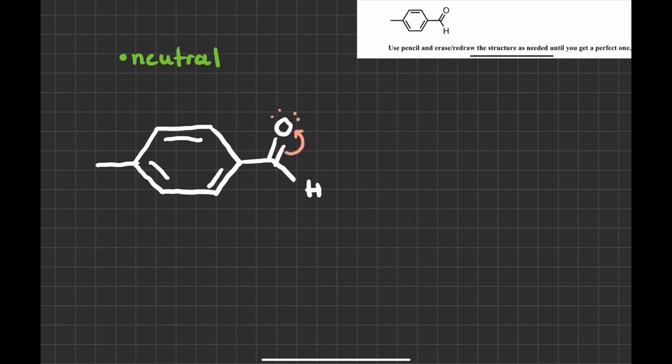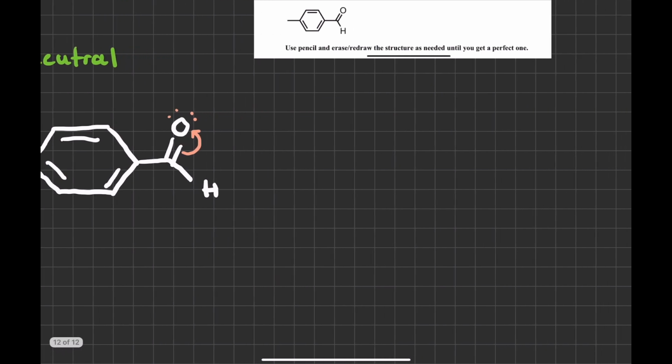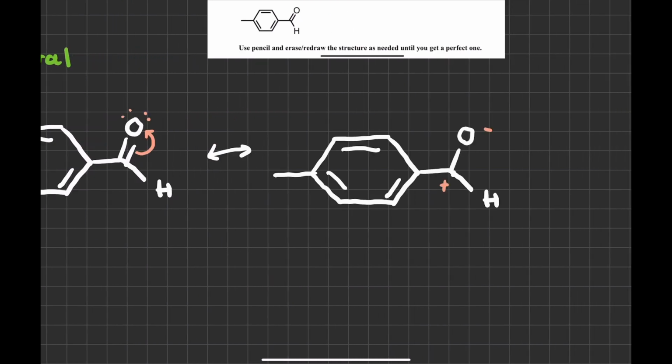We can move this pi bond over onto the oxygen for it to turn into a lone pair. Let's see what the result is. The result is a negative charge on the oxygen and a positive charge on the carbon right here. So why does this happen?